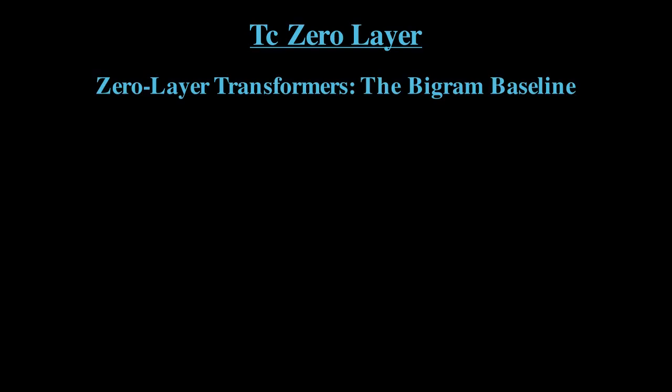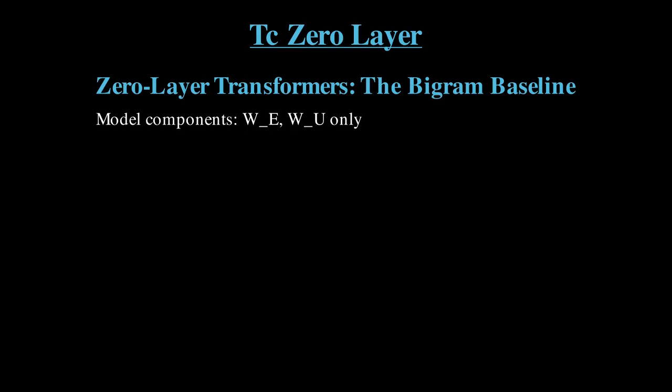Let's start at the absolute simplest baseline, a zero-layer transformer. This model has no attention, no MLPs, nothing fancy. It consists of only two matrices, an embedding matrix W_E and an unembedding matrix W_U. An input token, represented as a one-hot vector x, is first embedded and then immediately unembedded to produce logits.